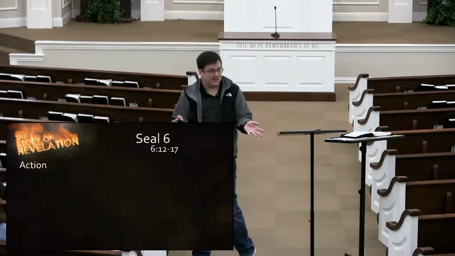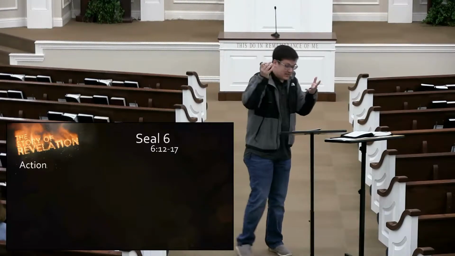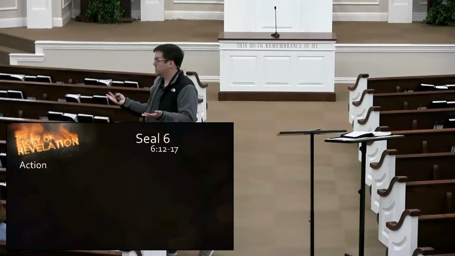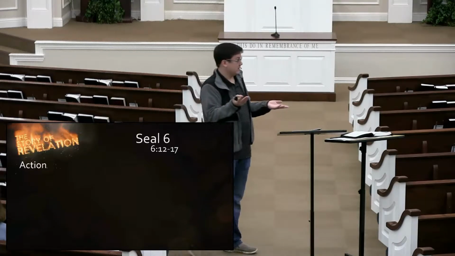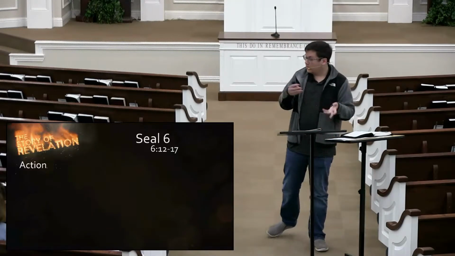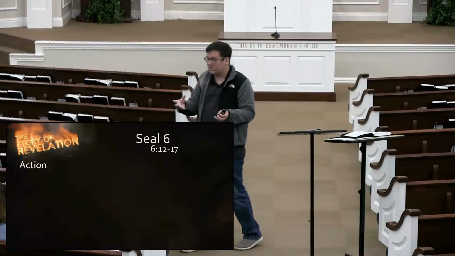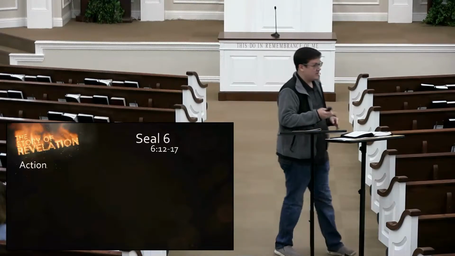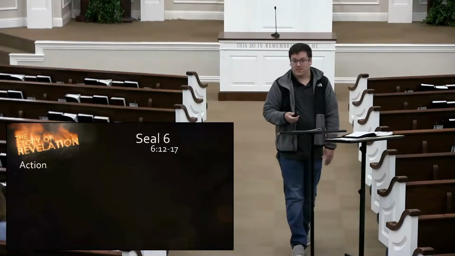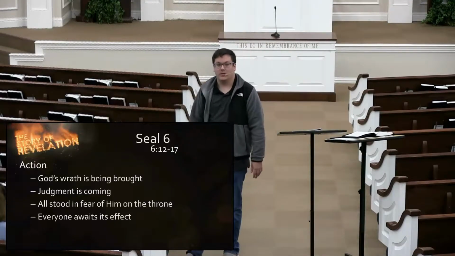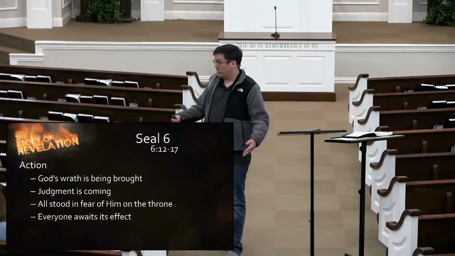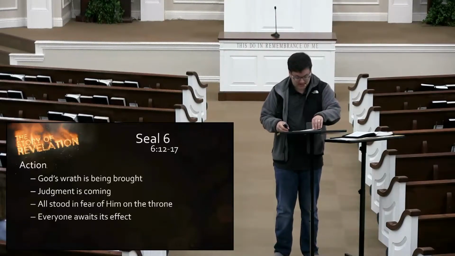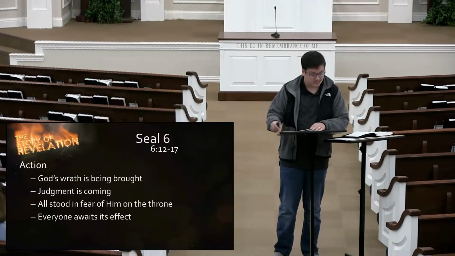Yeah, they're hiding. They're pleading to the mountains, please fall on top of us, hide us, do anything you can, shield us from who? God and the Lamb. These are people on earth begging and pleading to be hidden from God. They don't want God to find them because of the judgment that is coming on them. Everyone is standing in fear of God on his throne. Everyone is awaiting the effect of this destruction.